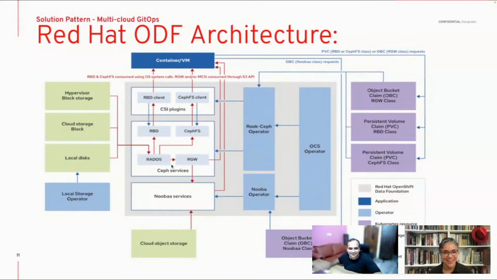Yeah. No problem. And in the center, we have Ceph services. So Ceph services can basically pass the data into Nuba for the object services, for the object storage. And Ceph services can also pass the data to the Kubernetes CSI plugin if a container or VM is trying to access the data directly.